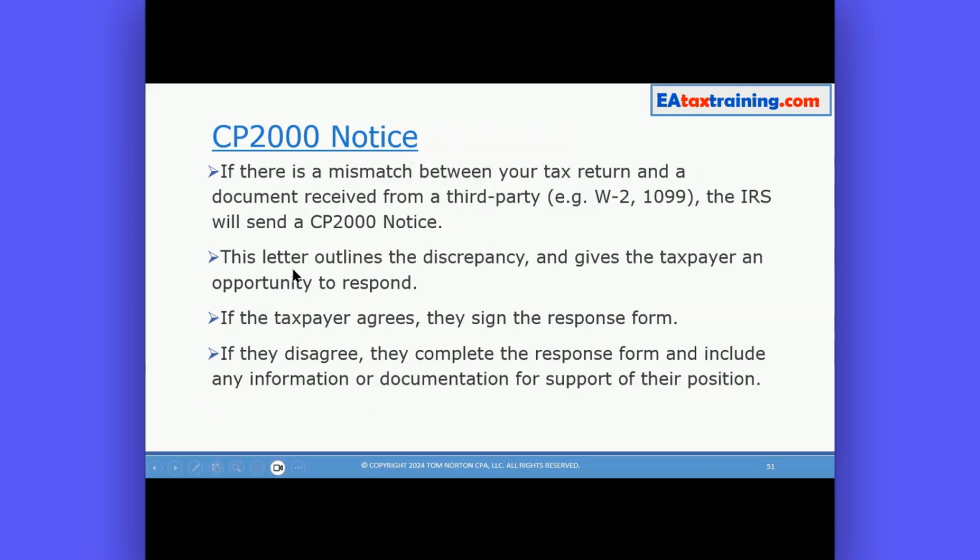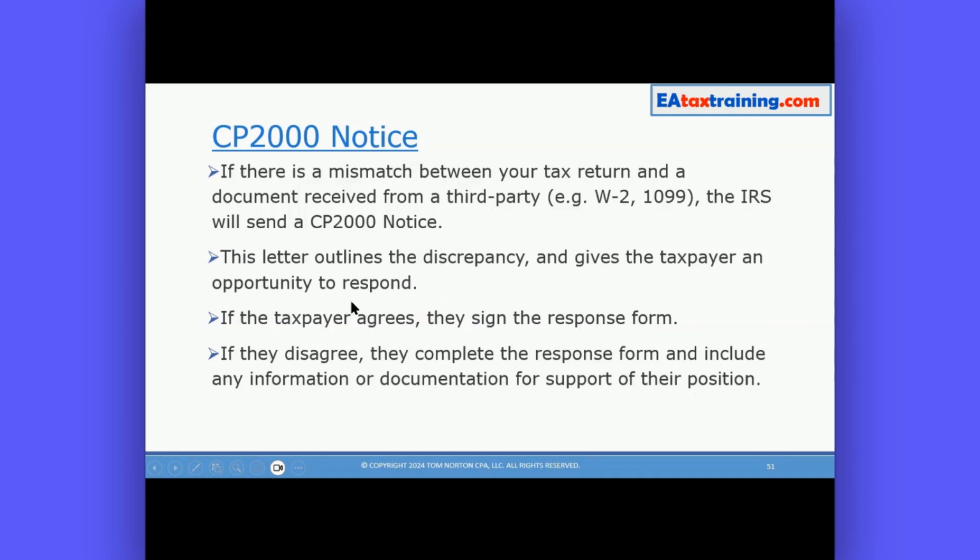CP 2000 notice, this is when there is that mismatch between the taxpayer's tax return and a document that is received, such as a W-2 or a 1099. When this happens, the computer will just automatically spit out a notice, one of these CP 2000 notices. So the letter outlines what the discrepancy is and gives the taxpayer the opportunity to respond. If the taxpayer agrees, then they can just sign the response form and send in any amount that is due. But if they disagree, then they can complete the response and include any information or documentation for support of their position. So let's think about a couple of examples in each direction here.